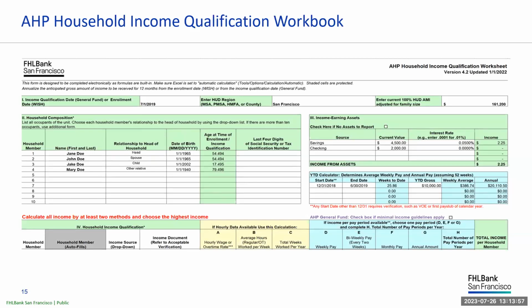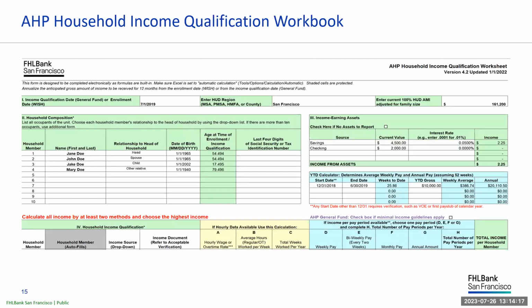Tab 4 is the AHP Household Income Qualification Worksheet. It serves as an income certification form. This worksheet also calculates and shows the math on how the household income is calculated. The shaded areas are protected.